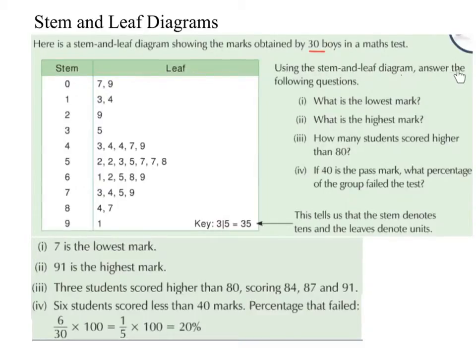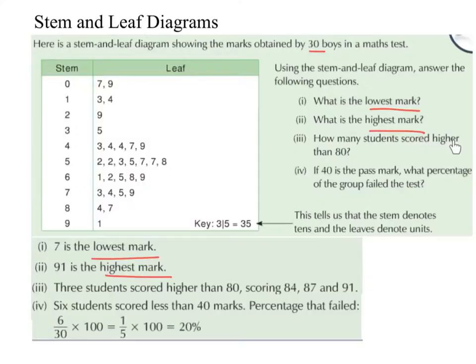Using the stem and leaf diagram, answer the following questions. What is the lowest mark? Well, 7 is the first digit on our leaf, and since 0 is the stem, it represents 7. So 7 is the lowest mark. What is the highest mark? Well, since 1 is the last number on our leaf, and this represents 91, then 91 is the highest mark.